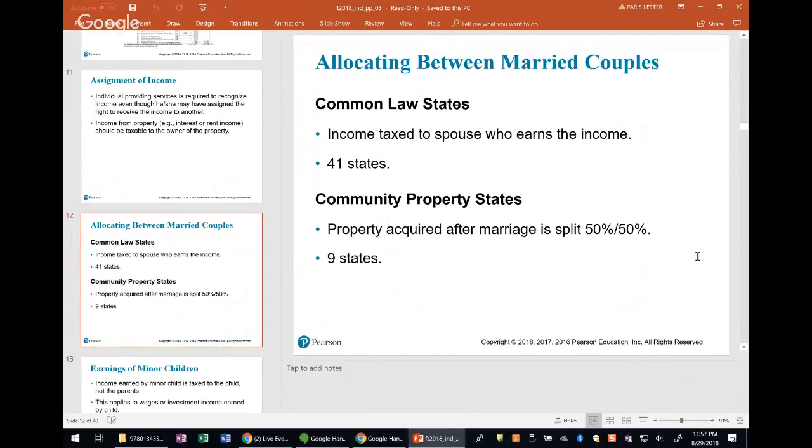Married couples, common law states: income is taxed to the spouse who earns the income. All right? Now, that's in a common law state. Community property state, property acquired after marriage is split 50-50. But now, not your paycheck though. If you're married, Jonathan, when you get married and you file separate, her paycheck goes on her return, your paycheck goes on yours. So this is misleading, but now everything you own is separate.